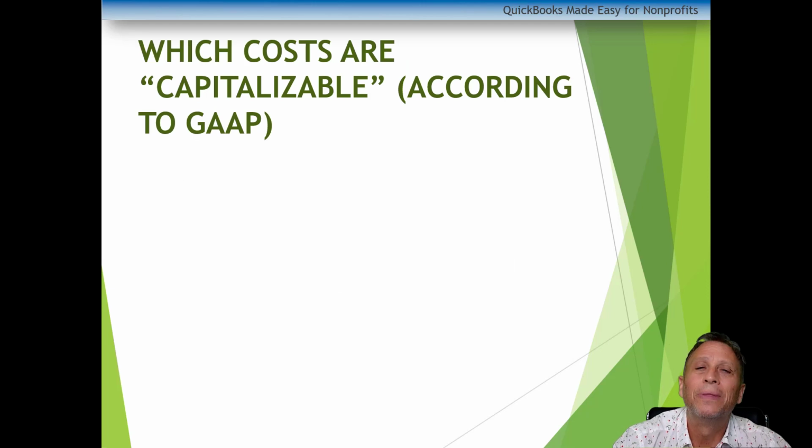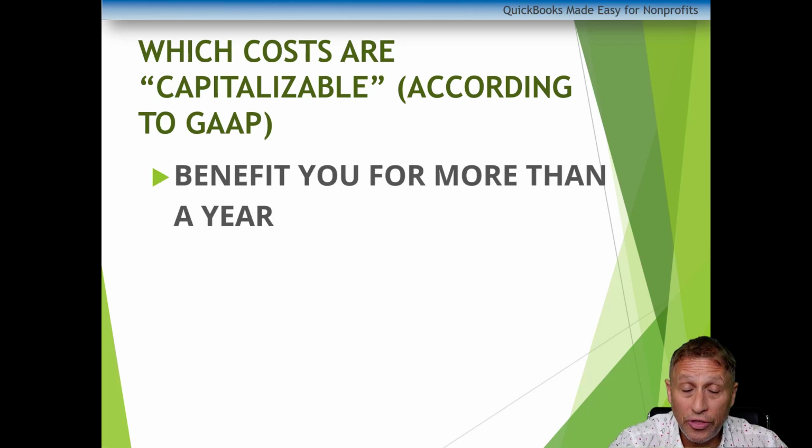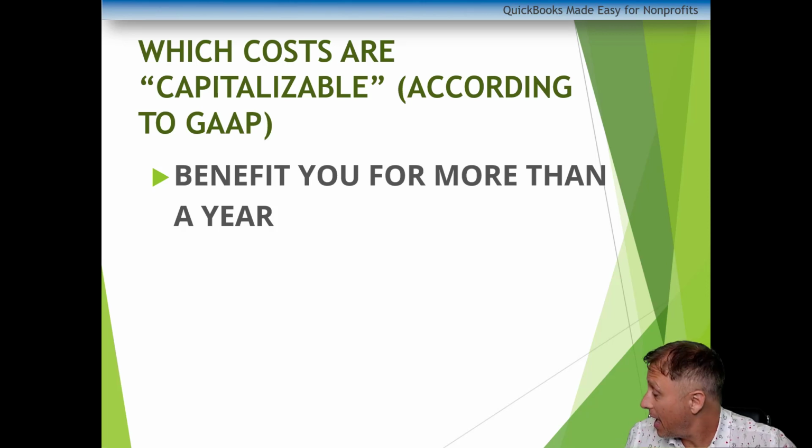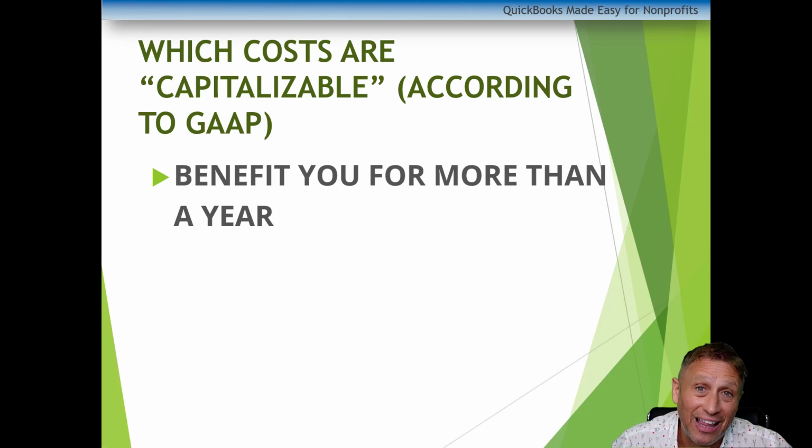Okay. So now the definition I'm going to give you is based on GAAP. That stands for Generally Accepted Accounting Principles. So basically the accounting gods have decided when you capitalize stuff. Two things, if both things are true, then you capitalize it. One, it benefits you for more than a year. Now, I bought this stapler 27 years ago. So it's benefited me for more than a year. I'm not capitalizing it.